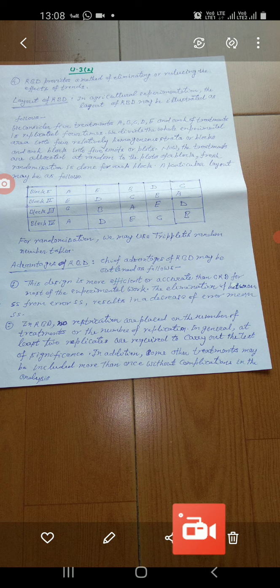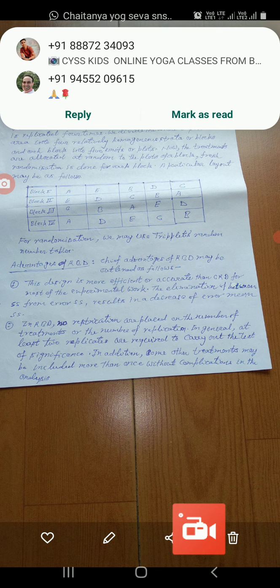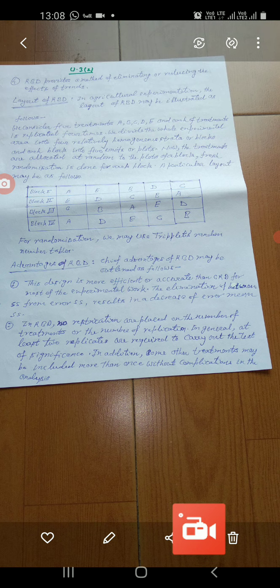And the next point is, RBD provides a method of eliminating or reducing the effects of trends. So these are 4 points, and very important points. Now we will discuss the layout of RBD. This is asked in your exam, so you must keep it in your mind.